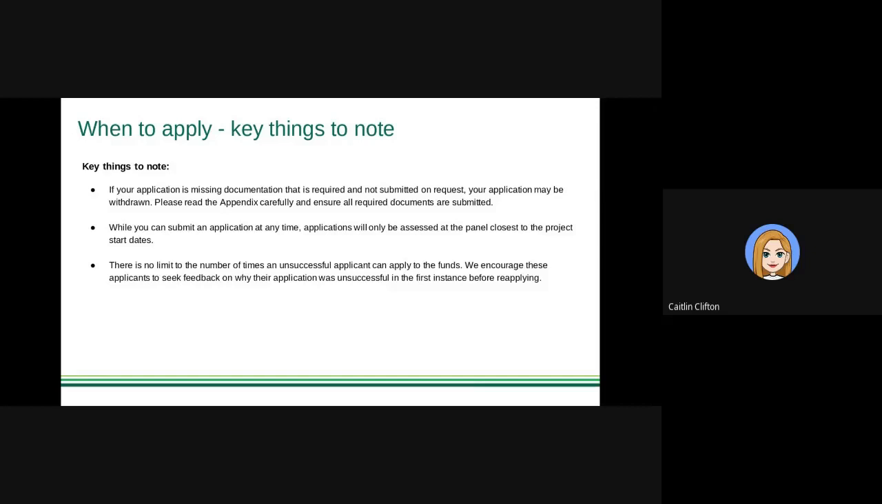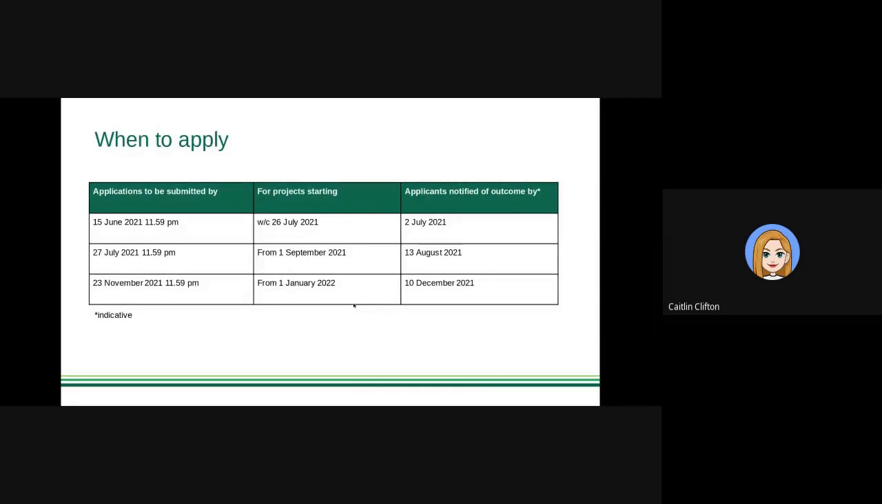We encourage applicants in this case to seek feedback on why their application was unsuccessful in the first instance before applying. And of course, if we go back and consult our when to apply table, if you were unsuccessful in this submission round and you wanted to apply again for this submission round, you might need to relook at the dates of your project.